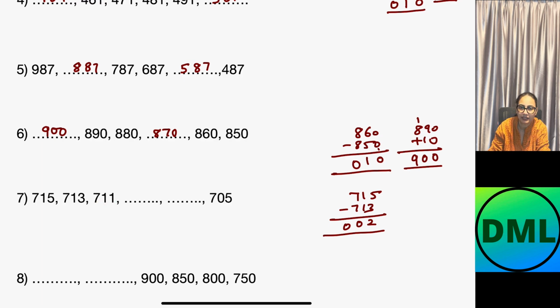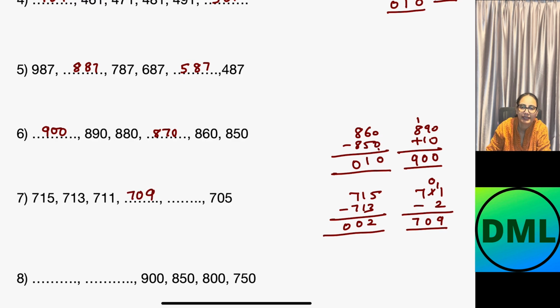711 minus 2. I need to calculate that. Let's write down here 711 minus 2. How do we calculate it? Let's take the carryover from here. This will be 0 and this will be 11. 11 minus 2, how much? 11 minus 2 is 9. Let's write down 9 here. 0 and 7. My number is 709. Let's write down here 709.